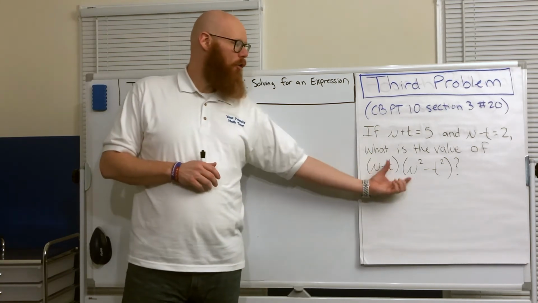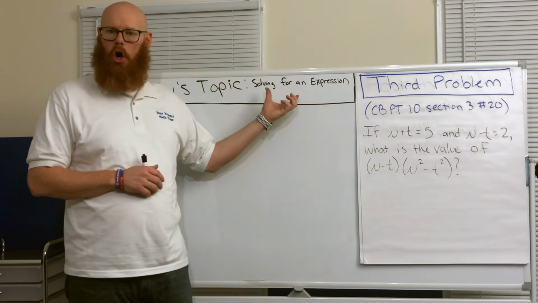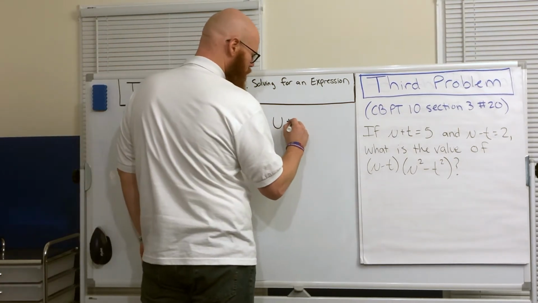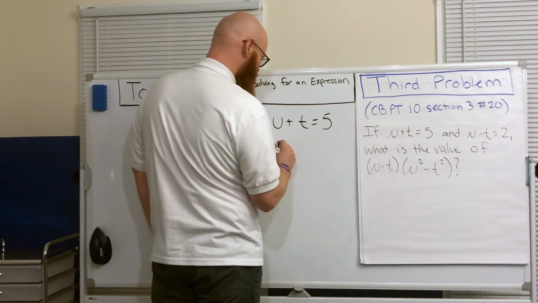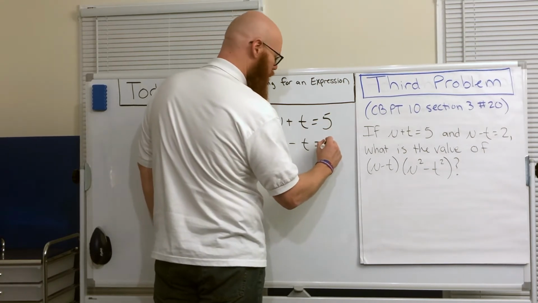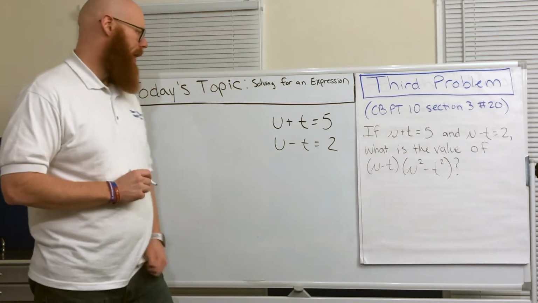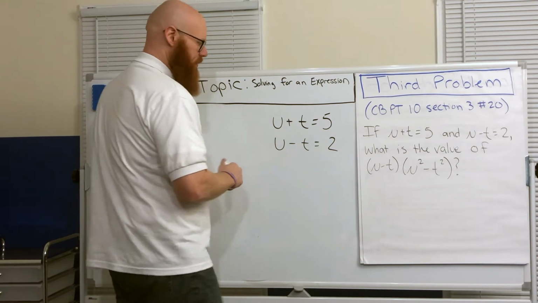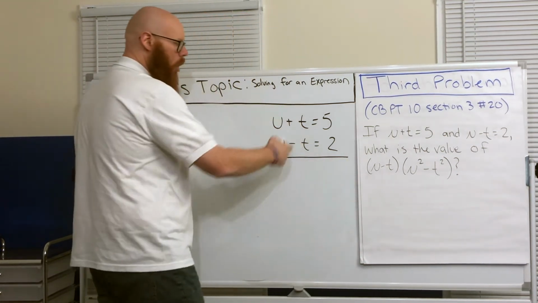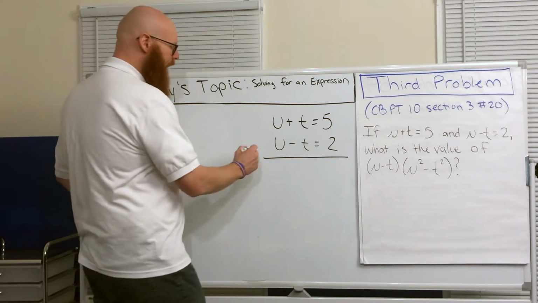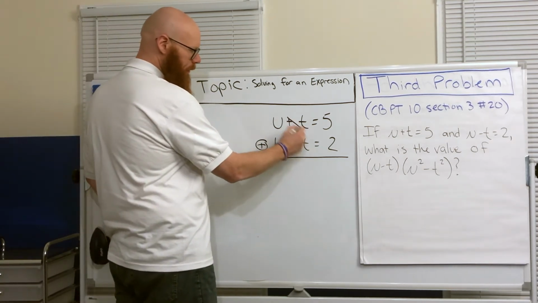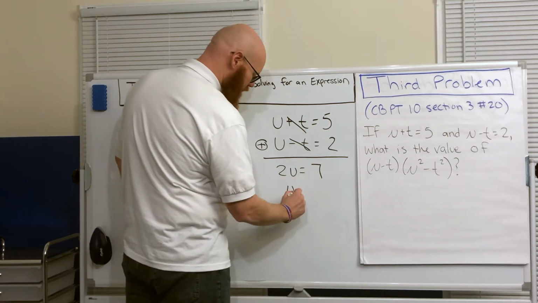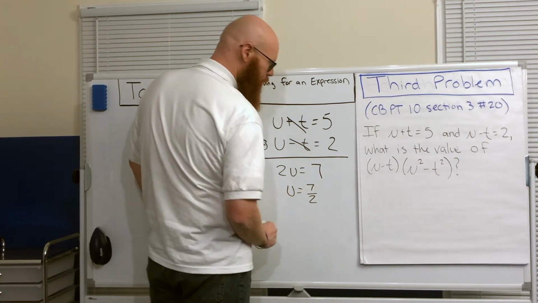So they ask us the value of an expression, so that is what we're calling solving for an expression. They give us a system, u plus t equals 5, u minus t equals 2. And let's take a look at the school way. Well, the school way is let's just solve this system. So these are already opposites, so I'm going to add these together so that they eliminate. And I get 2u equals 7, and u is 7 over 2.